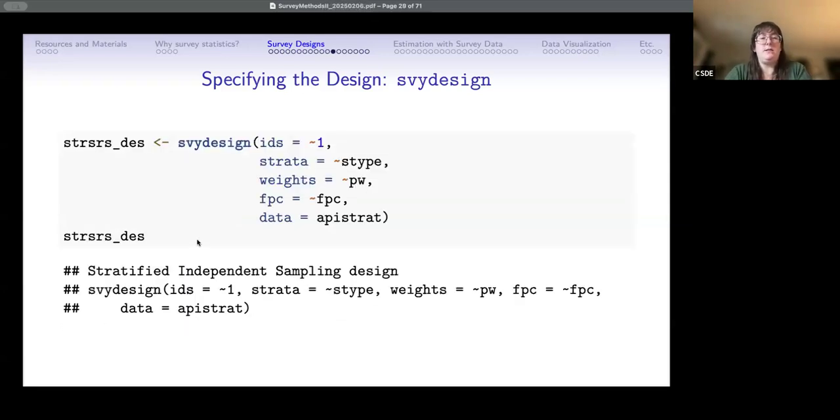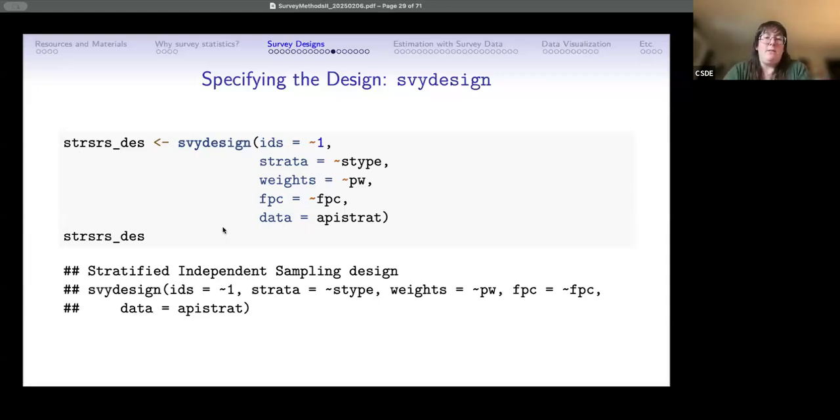To specify the survey design in the survey package, we still don't have clusters, so we're going to leave this as is, but we're going to add this strata argument. Again, a formula, so we use a tilde, and we're going to pass the strata variable to that. Okay, so we're going to make this object called STR-SRS, so stratified simple random sample.